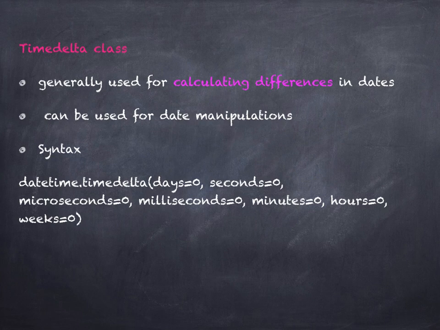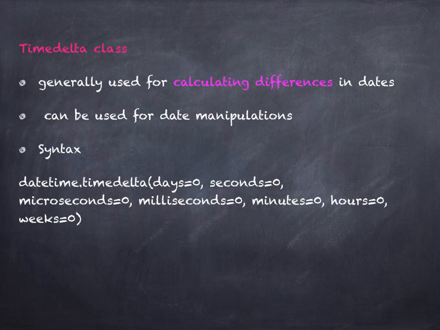Next is the timedelta class. It is generally used for calculating differences in dates. It can be used for date manipulations, and the syntax for using this is datetime.timedelta. Datetime is the module name, timedelta is the class name.